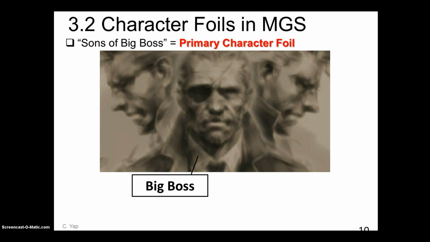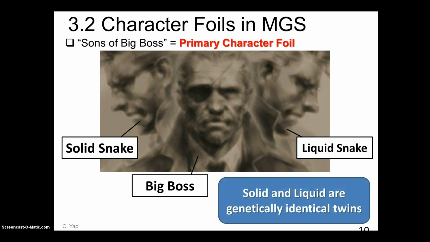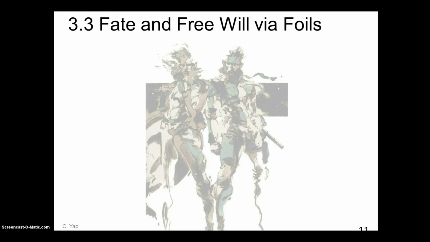But the United States government could not let him die, so they basically cloned him in a project called Les Enfants Terribles. And as a result, his sons, Solid Snake and Liquid Snake, were born out of this experiment. They are essentially genetic clones of Big Boss, and as a result, Solid and Liquid Snake are genetically identical twins of each other. This sets up a very powerful character foil. They're extremely related in being almost made of the same stuff, but they couldn't be more different in terms of ideology. So then we have Liquid versus Solid Snake.